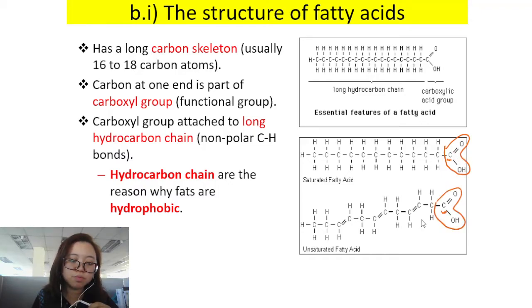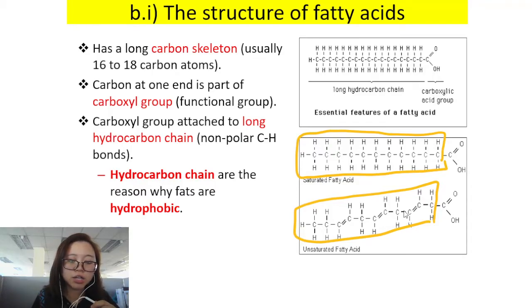That's the carboxyl group for the second fatty acid. This carboxyl group is attached to a long hydrocarbon chain. The long hydrocarbon chain is made of non-polar carbon-hydrogen bonds. So these are the long hydrocarbon chains: carbon, hydrogen. These hydrocarbon chains are the reason why fats are hydrophobic. Because it is non-polar, it cannot dissolve in water, which dissolves polar molecules.